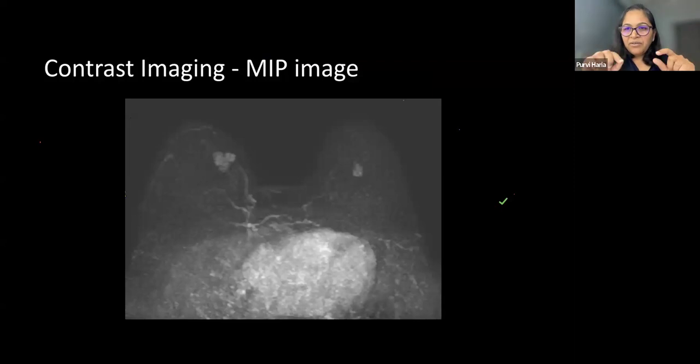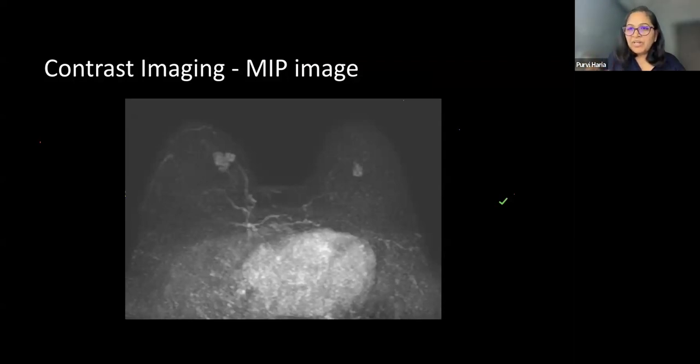I will only get the areas where there is enhancement. That image is called the MIP image. It just shows wherever there is maximum intensity inside the breast, like wherever there was the highest enhancement in the breast. So these are MIP images. Only one image is created per sequence. So if I have four phases of dynamic, then I will create four MIP images.